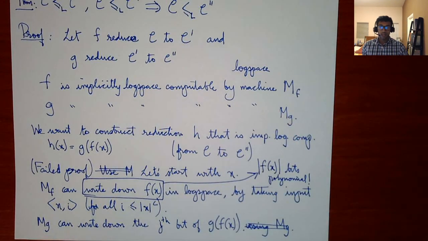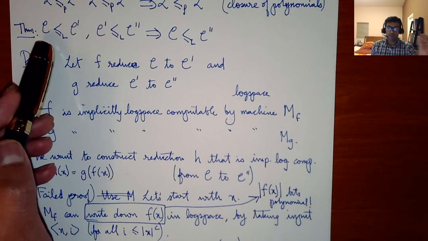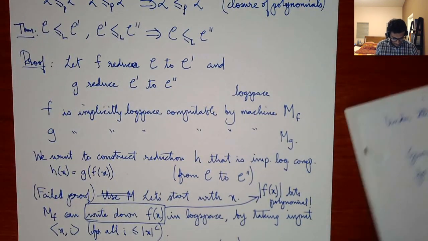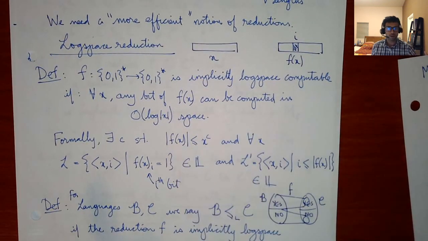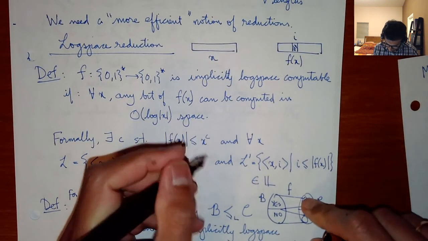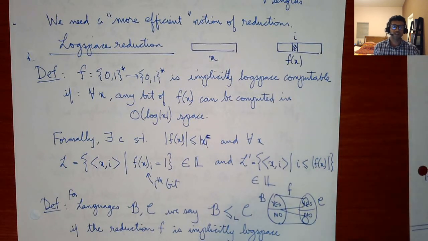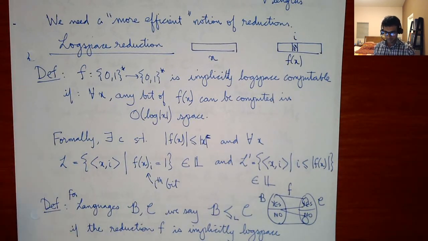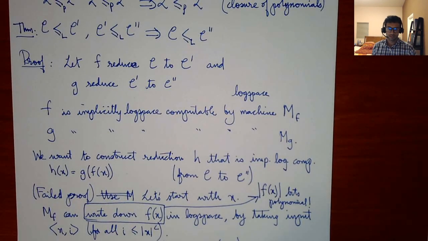Remember, you take x, and f of x might be large. Remember, in implicitly log space computable, the size of f of x is polynomial. F of x has polynomial size, but each bit can be computed in log space. You cannot afford to write the whole output down. Maybe let me draw a picture here.